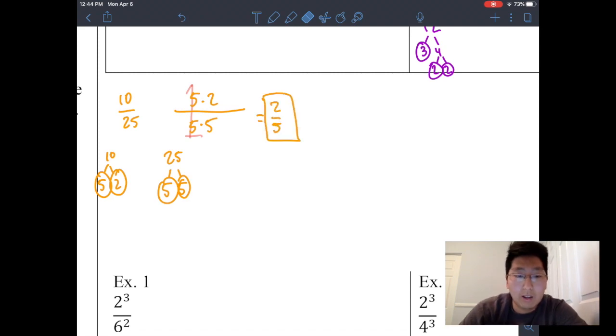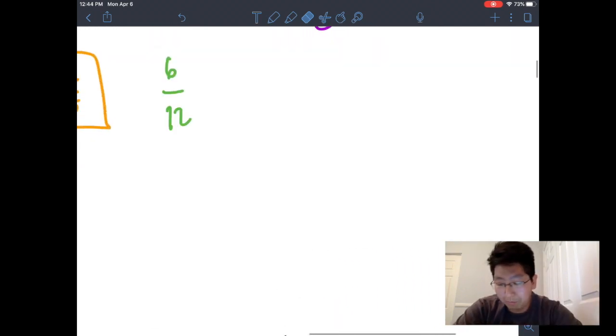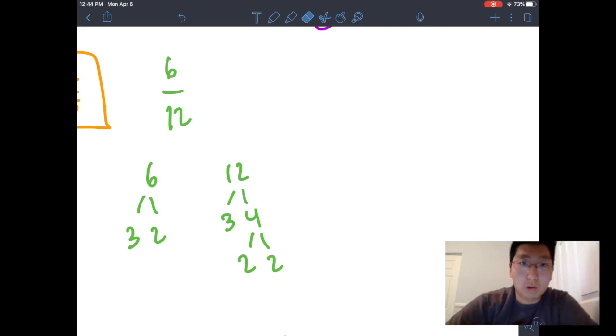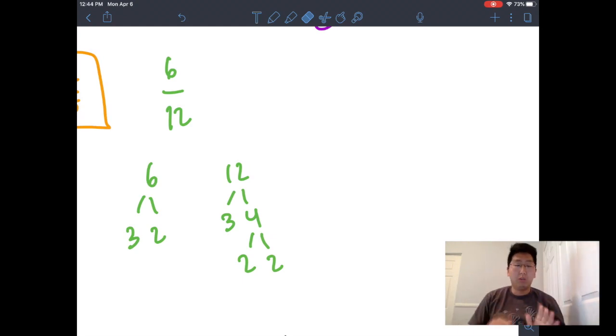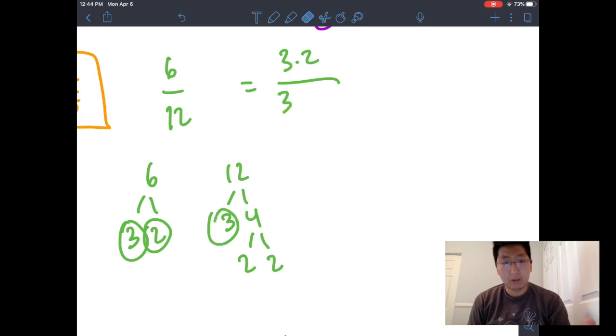Let's take a look at 6/12. So I'm going to go ahead and write that right here. 6/12. And 6, we can break up to 2 times 3, or 3 times 2. And 12, we're going to break up to 3 times 4. Now, 3 is broken down, but 4 we have to break down even more to 2 times 2. So those are our smallest numbers. So 6 I'm going to rewrite as 3 times 2. And on the bottom, I'm going to write 3 times 2 times 2.